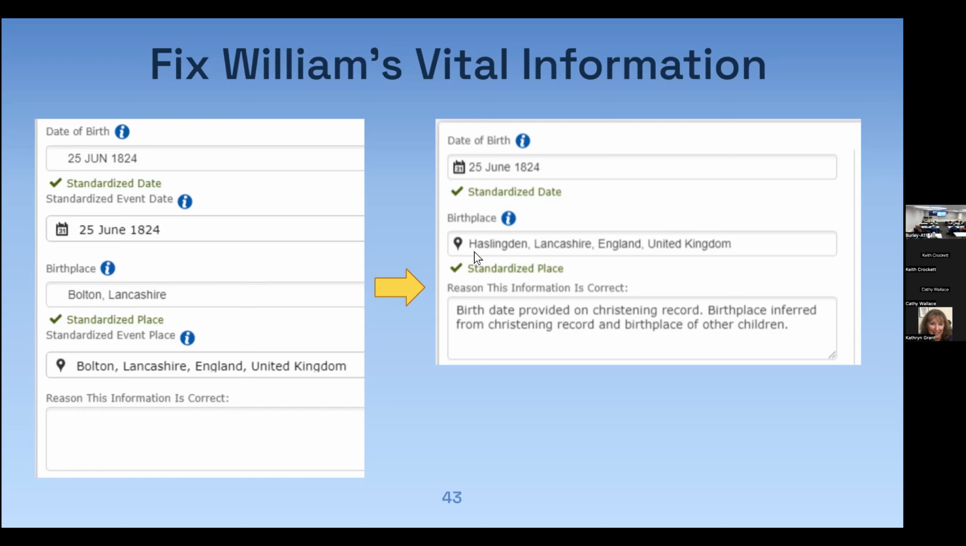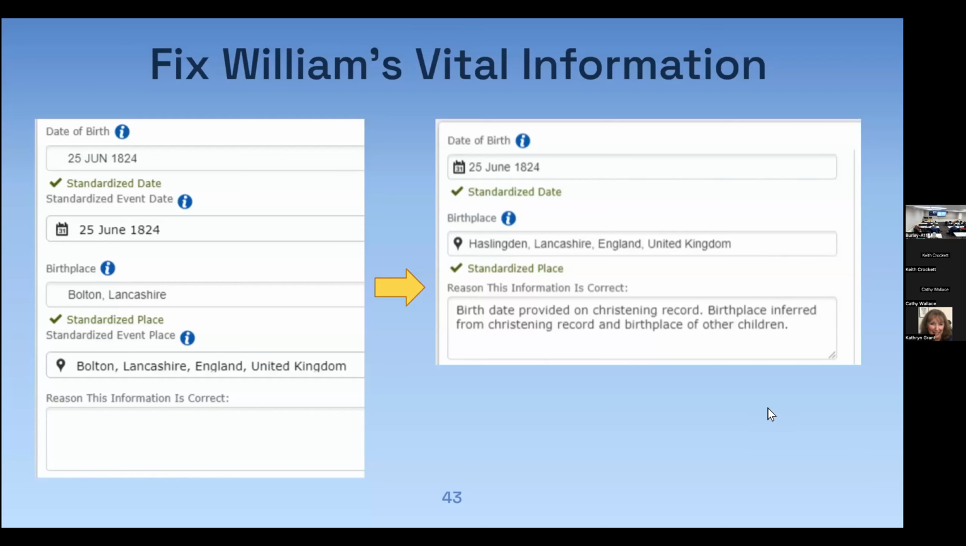So, just to explain on this birthplace, what I did is he was christened in Whalley, which is within Haslingden. Haslingden is also where his siblings were all recorded as being born. So the birth date appeared on his christening record, and the birthplace I inferred from the christening location and the birthplace of the other children. So I just noted that in the reason statement and set the birthplace as Haslingden.